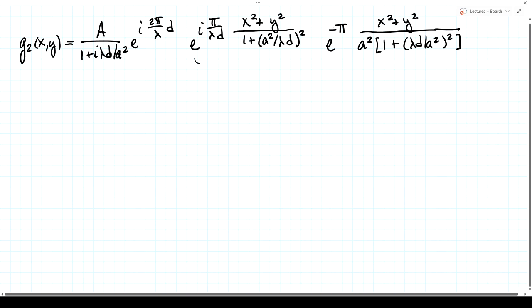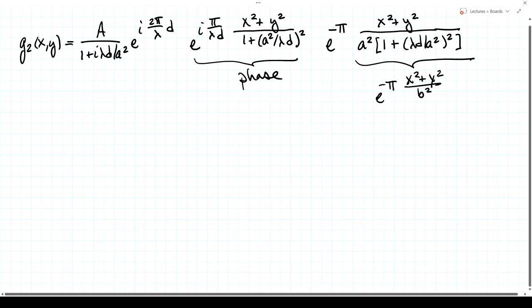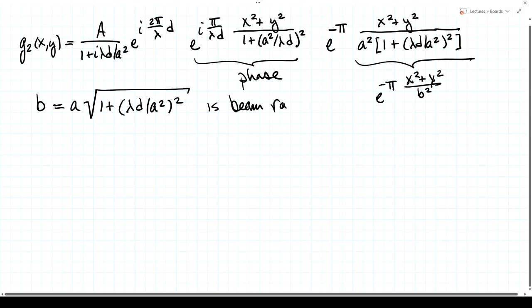So, as far as the x and y dependence, this is a pure phase, and this is an amplitude. And we're going to write that amplitude in this form: e to the minus pi (x squared plus y squared) over b squared, where b squared is this quantity. So b, the square root of that, would be equal to a times the square root of 1 plus the quantity lambda d over a squared, squared. And we'll call that the beam radius, analogous to how we called a the beam radius of the input field.